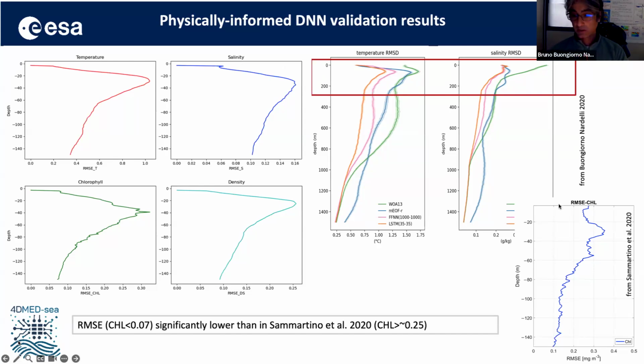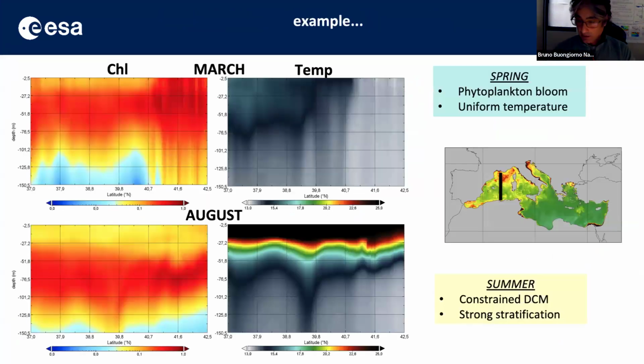More comparable is the difference between what we get in the chlorophyll reconstruction error and what was obtained by Michela in the past using a simple feed-forward neural network, and we are improving a lot with respect to this one. So the 3D reconstruction is being used now to analyze different aspects of the dynamics in the Mediterranean.